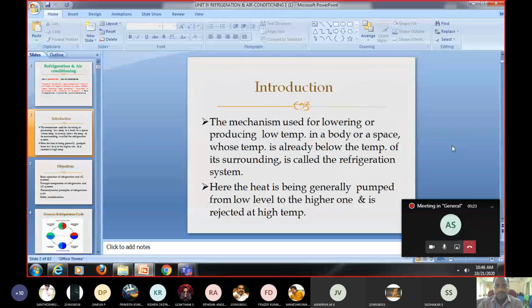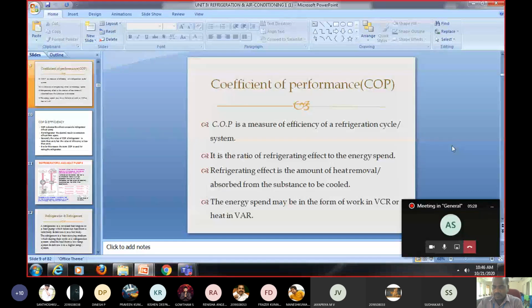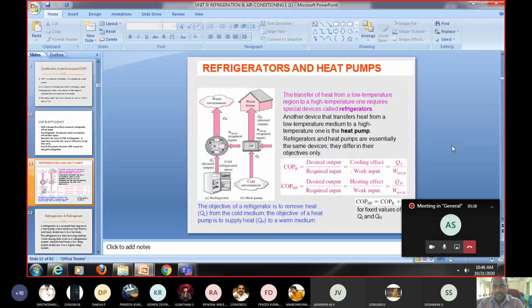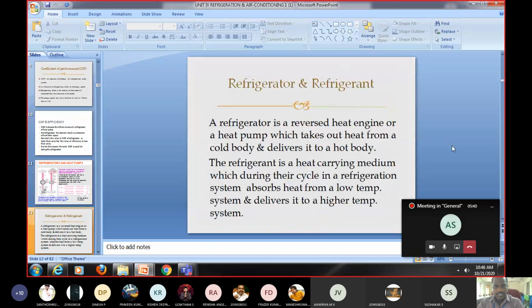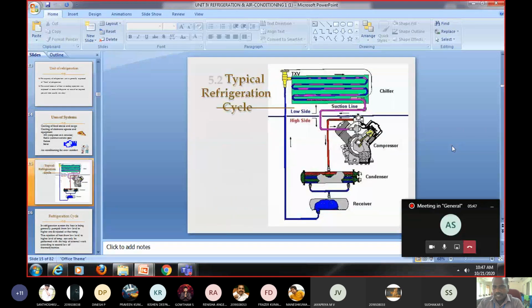Yes, sir. Okay, fine. So in the last class we discussed refrigeration. The performance of refrigeration is compared with the COP, so we can differentiate between refrigerators and heat pumps. Then the typical refrigeration cycle flow diagram is given there.